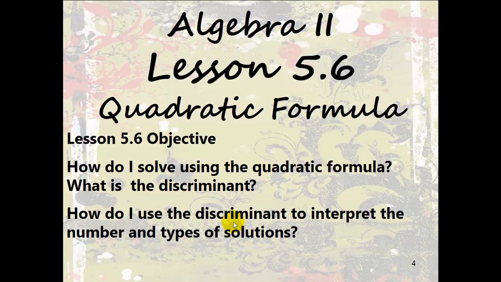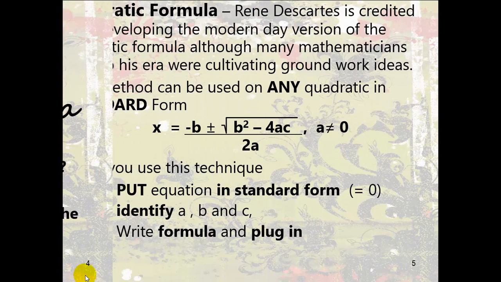Okay, we are going to build on what we learned about how to solve by taking a square root, and we're going to use the quadratic formula, which has a square root in it. And so we're going to learn to solve using the quadratic formula. We're going to define what the discriminant is and how we use that discriminant to interpret the number and types of solutions for our quadratic.